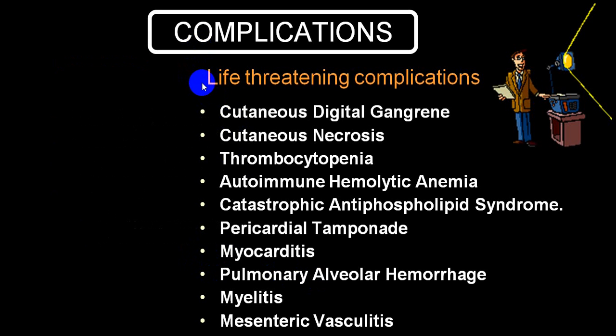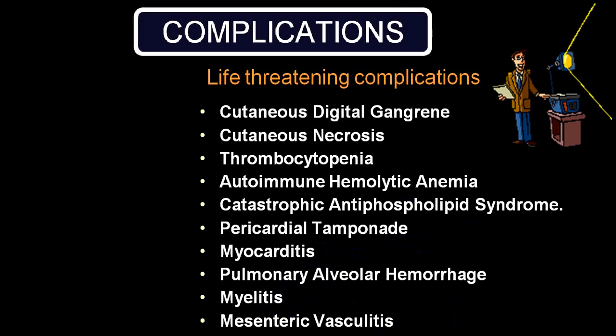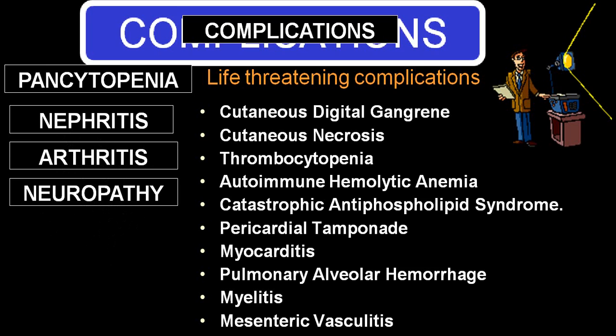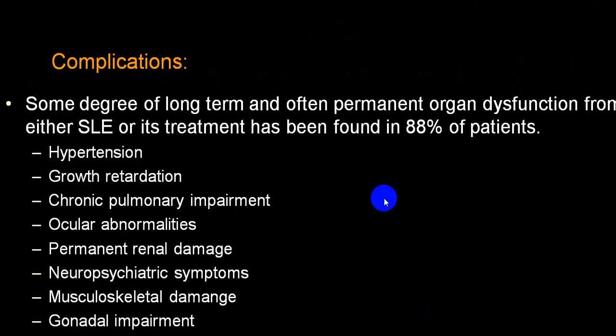Complications which are very common are life-threatening complications like digital gangrene, cutaneous necrosis, thrombocytopenia which can produce bleeding, autoimmune hemolytic anemia, catastrophic antiphospholipid syndrome, pericardial tamponade, myocarditis, pulmonary alveolar hemorrhage, spinal cord involvement, that is myelitis, mesenteric vasculitis, involvement of the colon and small bowel, pancytopenia, nephritis, arthritis, neuropathy, etc. And secondary to systemic involvement: hypertension, growth retardation, chronic pulmonary involvement, ocular involvement, permanent renal damage, neuropsychiatric symptoms, musculoskeletal involvement, and hypogonadism can occur.